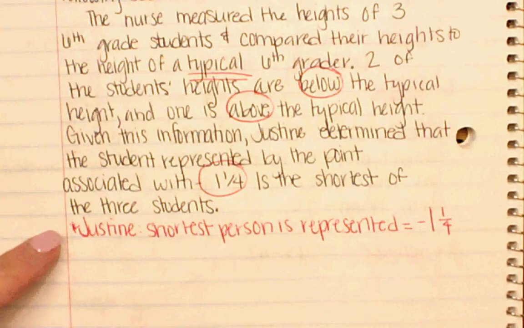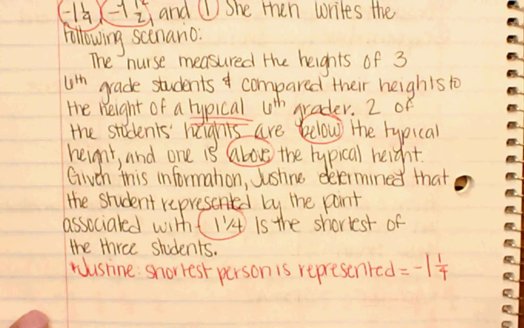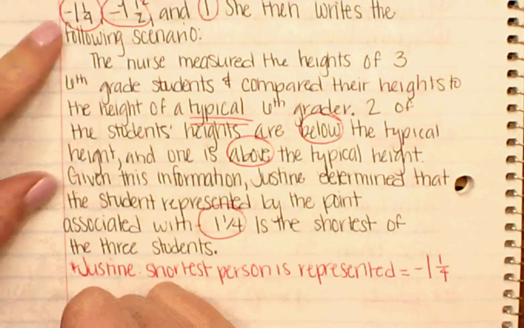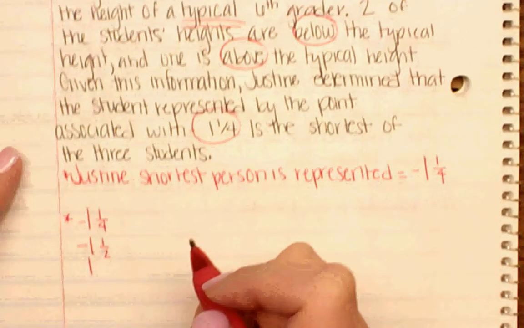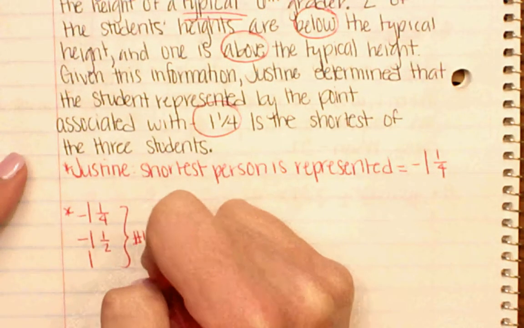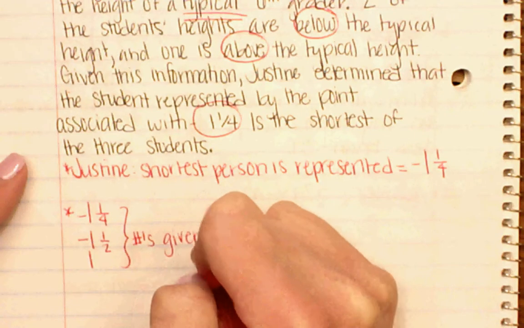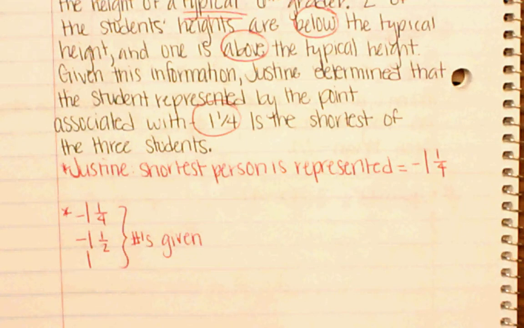Okay, now we're going to do the work as if we were following the problem and using the numbers ourselves. So I'm going to scoot back up and pay attention to the 3 numbers we have. And I'm going to list them just as I see them. We have negative 1 1/4, negative 1 1/2, and then 1. Okay, so I listed the numbers given. Now, she is saying that negative 1 1/4 is the shortest. We're going to order these numbers from smallest to greatest, or least to greatest, to determine whether Justine is correct or not.